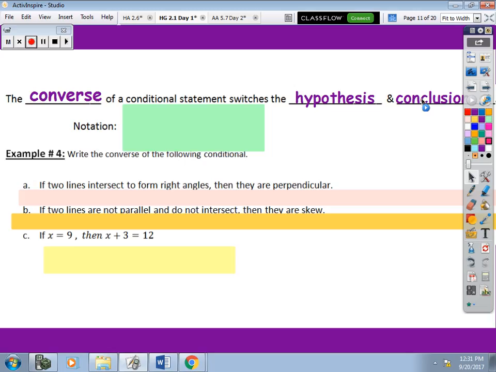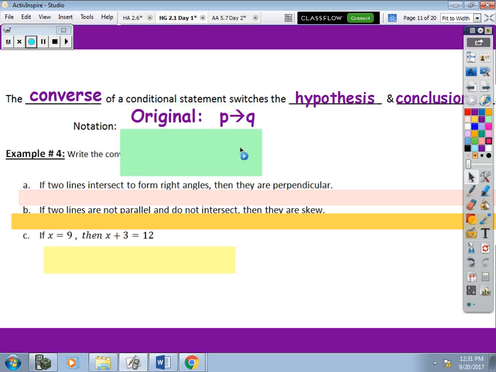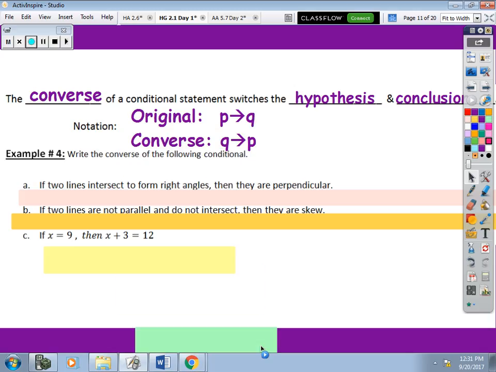And the converse is something we're going to see a lot in chapters 2, 3, 4 when we're writing our proofs. Okay, we'll have like, if two lines are parallel, then corresponding angles are congruent. Then we'll also be able to use the converse, which will say, if corresponding angles are congruent, then the lines are parallel. So we'll be able to prove it both ways. The notation, the original statement you remember was P arrow Q. So the converse is going to switch those to be Q arrow P. Again, P would just stand for like a part of a statement.